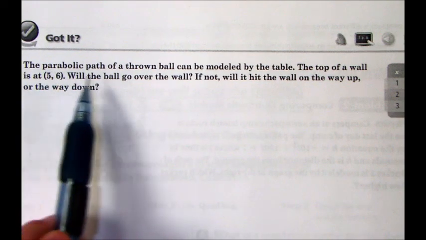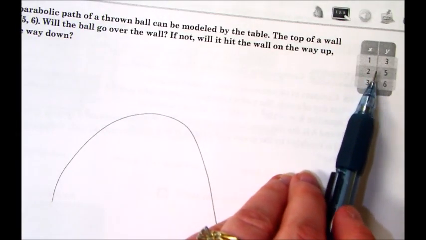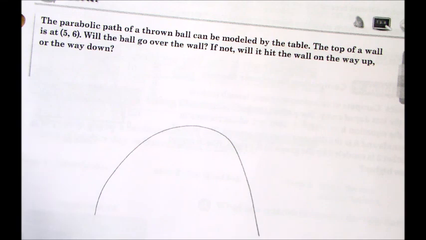So we have a parabola, the ball is being thrown, and it looks like this. Here's our parabola. And it hits these points, over 1, up 3, over 2, up 5, over 3, up 6. The very top of the wall is at 5, 6. Will the ball go over the wall? If not, will the ball hit the wall on the way up or the way down?